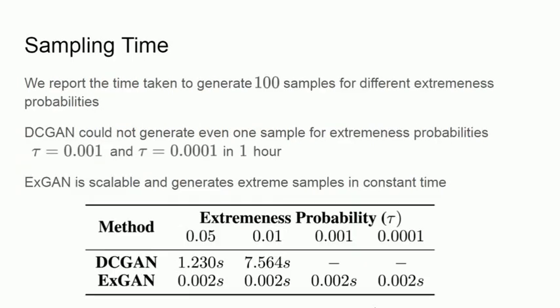Finally, we look at the sampling times. We report the time taken to generate 100 samples for different extremeness probabilities. The baseline could not generate even one sample for the extremeness probabilities tau equal to 10 power minus 3 and tau equal to 10 power minus 4 in 1 hour. On the other hand, ExGAN is scalable and generates extreme samples in constant time.